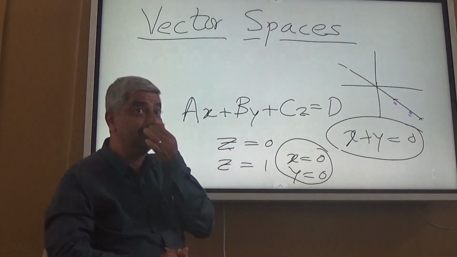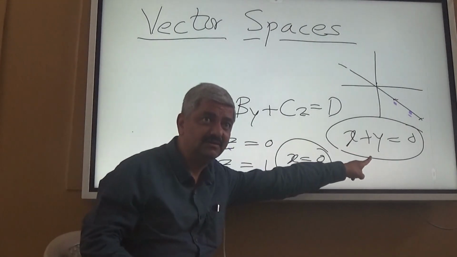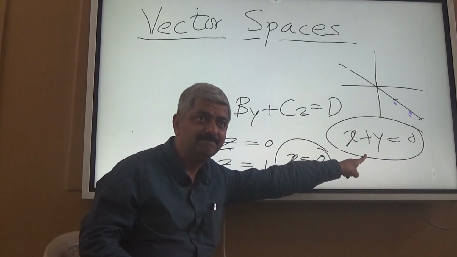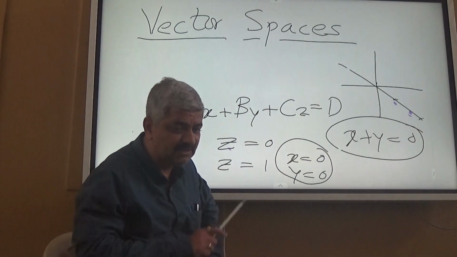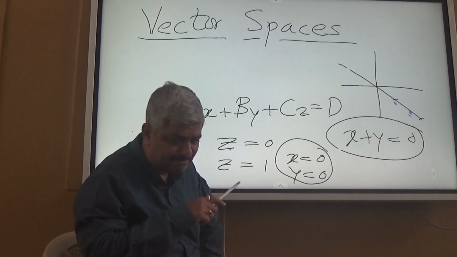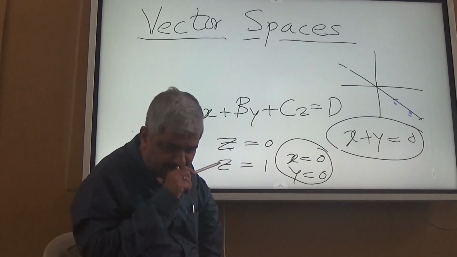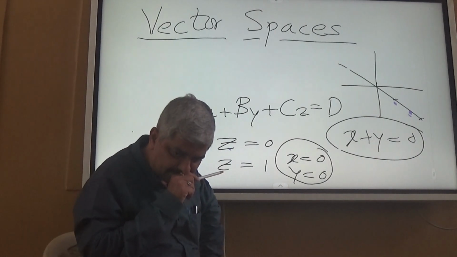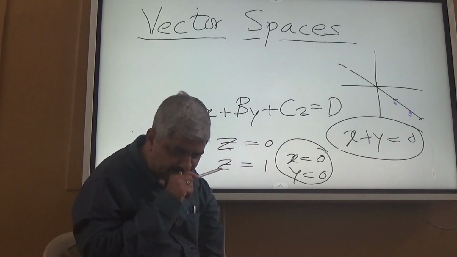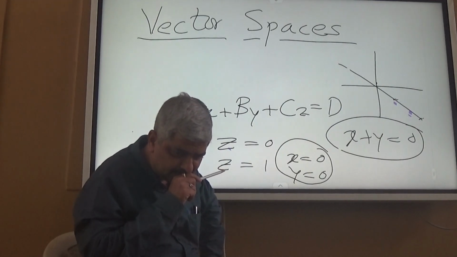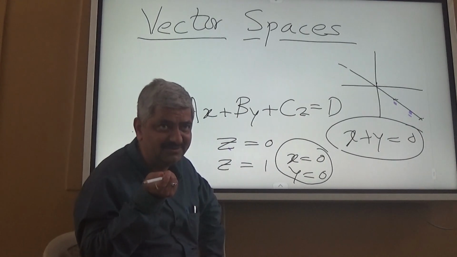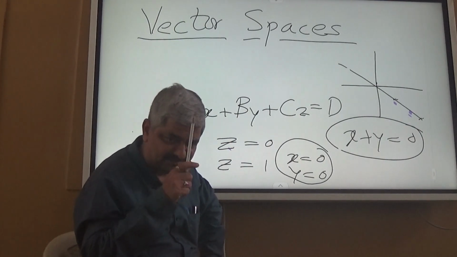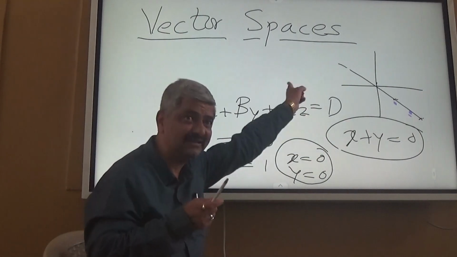X plus y equal to 0, when we say this equation, it can be created by making the coefficient of z 0 or making z itself 0. If the coefficient of z is 0, then there is no restriction on z. And if z is itself 0, then z equal to 0 is another equation. So x plus y equal to 0 and z equal to 0 will lead to this line.